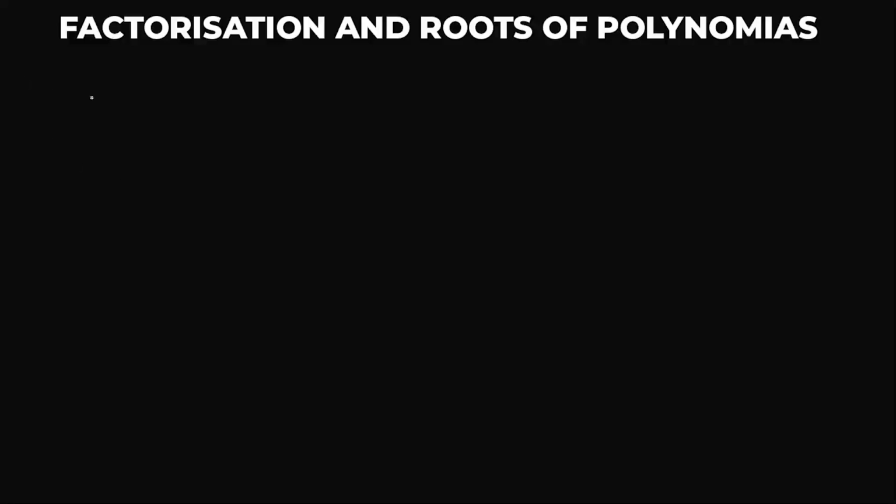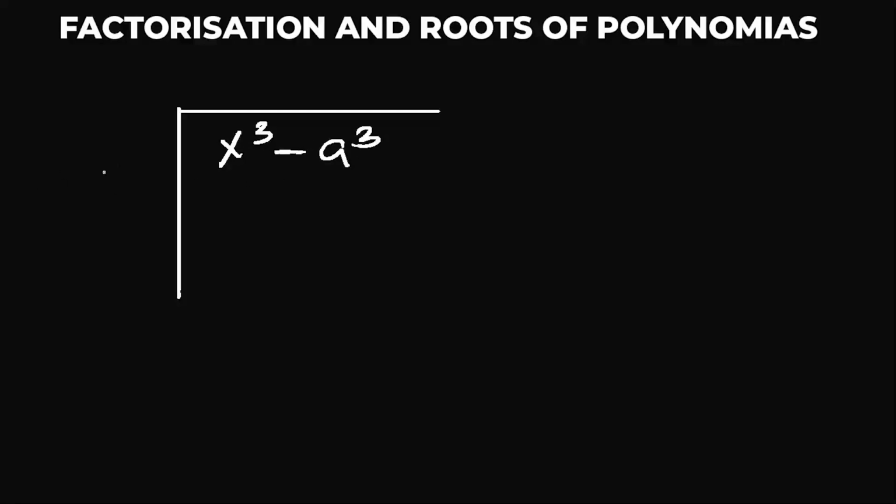So for us to do that, all we need to do is to start by drawing our long division table. And the function is x cubed minus a cubed, and we are to divide it with the first factor that we got, which is x minus a. So if this is what we have, we need to think of a number or variable that we can use to multiply x to give us x cubed. So we'll say x squared.